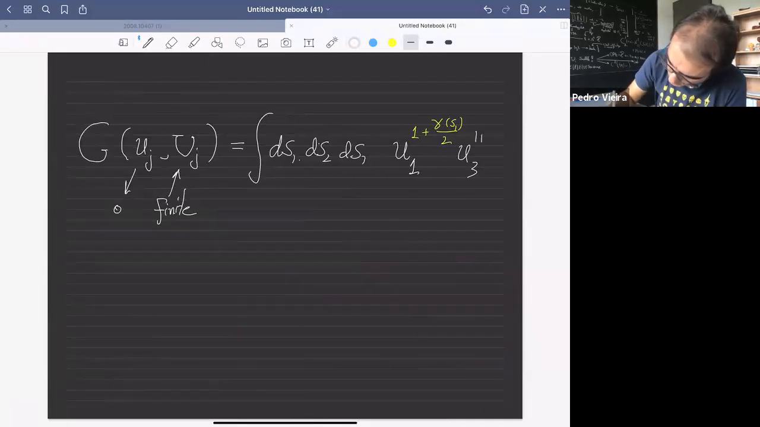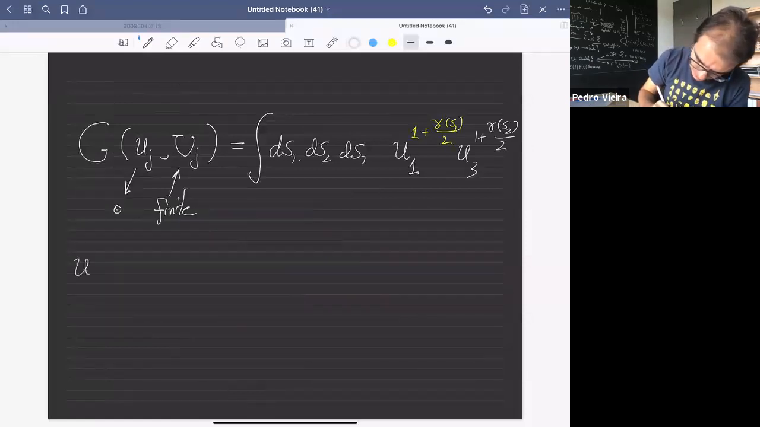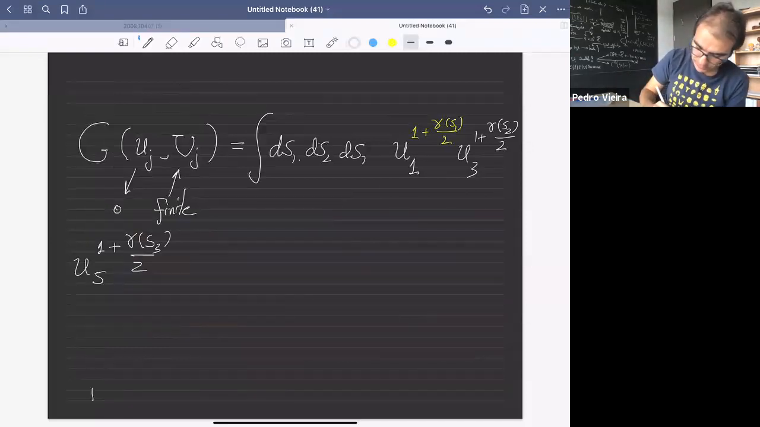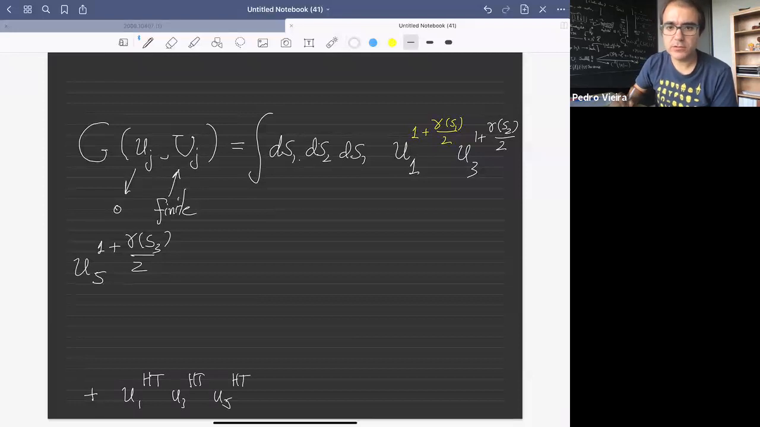So there is U3 to 1 plus gamma of spin 2 over 2. And then let me continue writing here, U5 to the 1 plus gamma of S3 over 2. I'm going to continue to write the expression, but let me already anticipate that the corrections here, as you now see, would be U1 to the higher twist, and U3 to higher twist, and U5 to higher twist. So they are exponentially suppressed compared to the leading term, right?